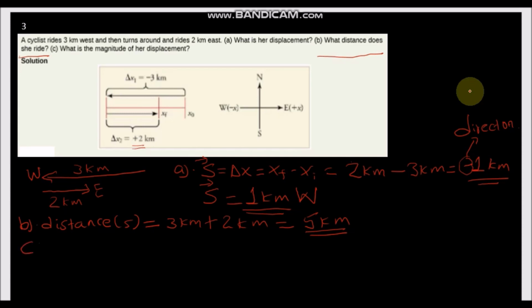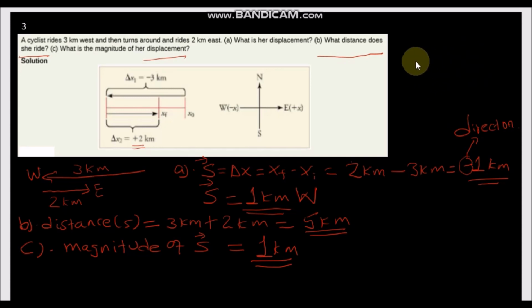C. What is the magnitude of her displacement? Magnitude of the displacement, her displacement. The magnitude means the value, is equal to only the value, 1 kilometer without any direction. Okay, good. Let's see the next point.